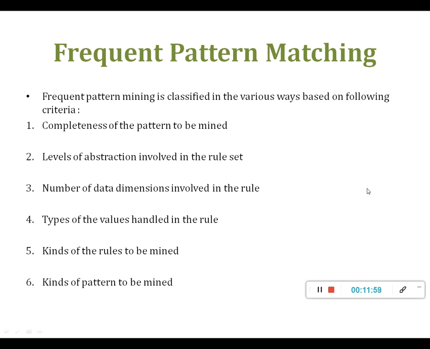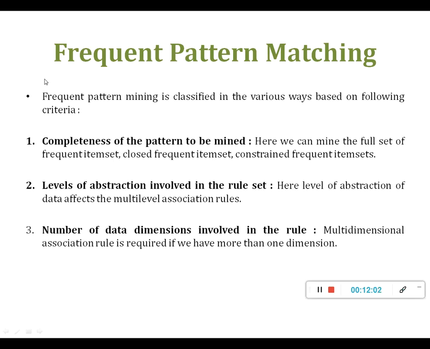So what is the meaning of each of these? We will see here. What is the first thing? Completeness of the pattern to be mined. Here we can mine the full set of frequent item sets, or closed frequent item sets, or constrained frequent item sets. We have seen what a frequent item set is: the number of transactions containing a particular item set. Closed frequent means, by the definition we saw, none of its supersets has the same frequency count as that item set.